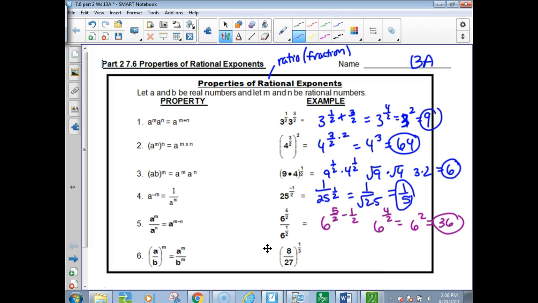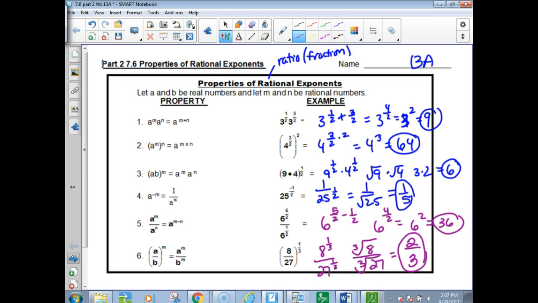Okay, and finally, the last one, if you have a quotient and it's raised to a power, you apply the power to both the numerator and the denominator. This would be 8 to the 1/3 over 27 to the 1/3. The 1/3 exponent means the cube root. So you have the cube root of 8 over the cube root of 27. I'm hoping that you're getting those memorized. What do you cube to get an 8? 2. So the cube root of 8 is 2. And what do you cube to get a 27? 3. So the cube root of 27 is 3. Really want to know those by heart.